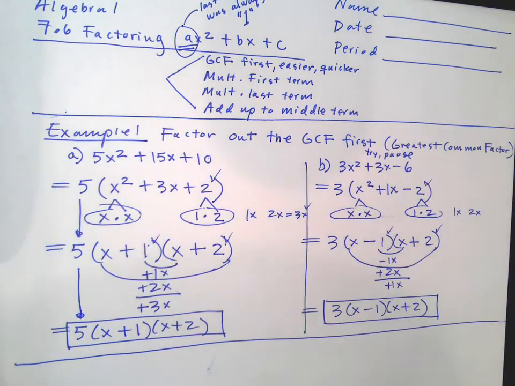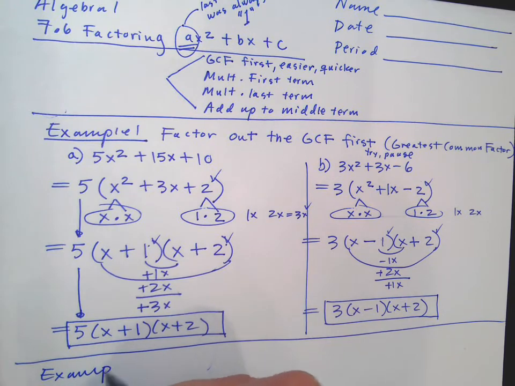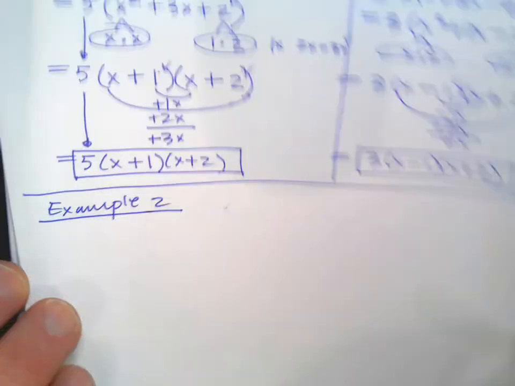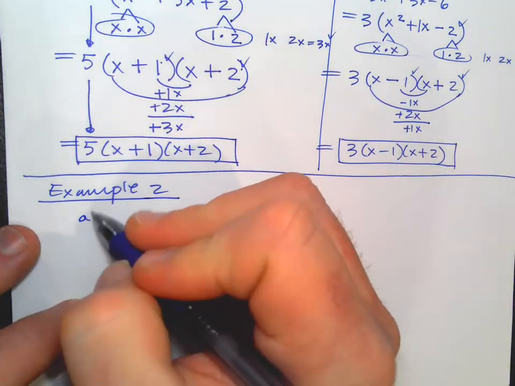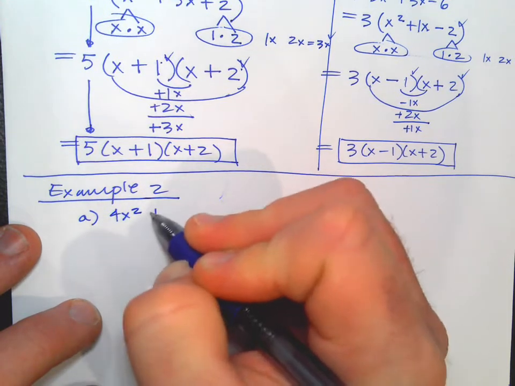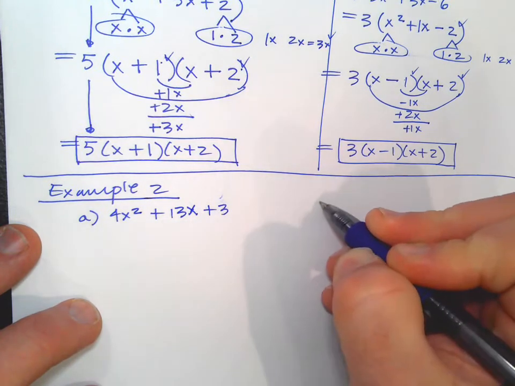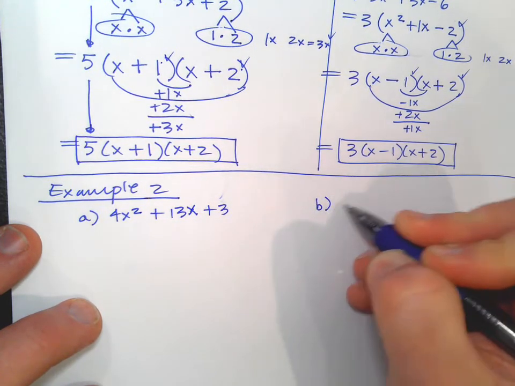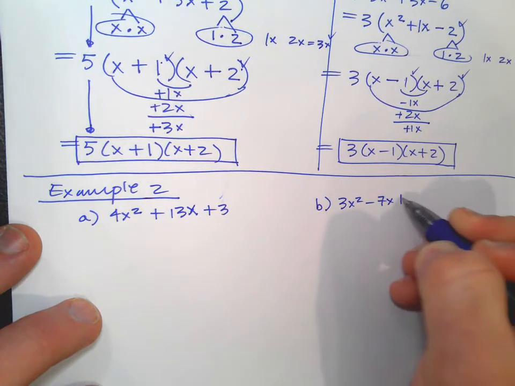Okay, so let's go on to some different problems. Example 2. I'm really just going to show you different situations here. So part A is going to be 4x squared plus 13x plus 3. And part B is going to be 3x squared minus 7x plus 2.